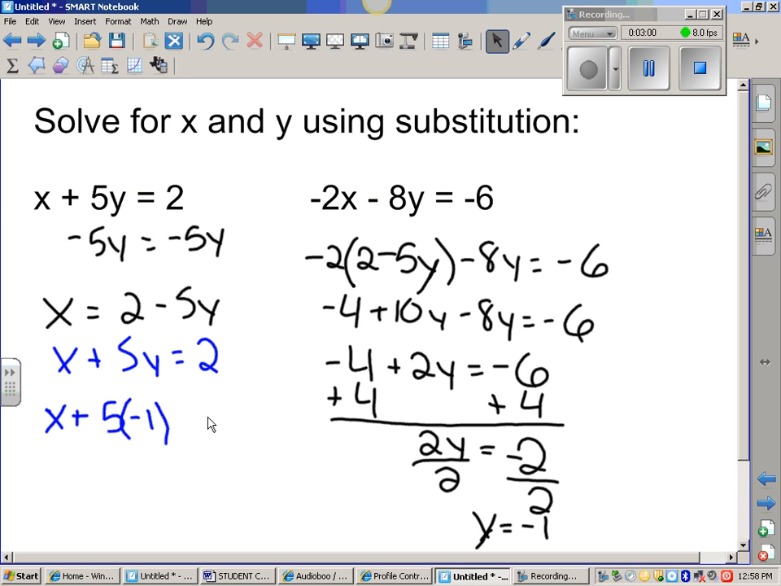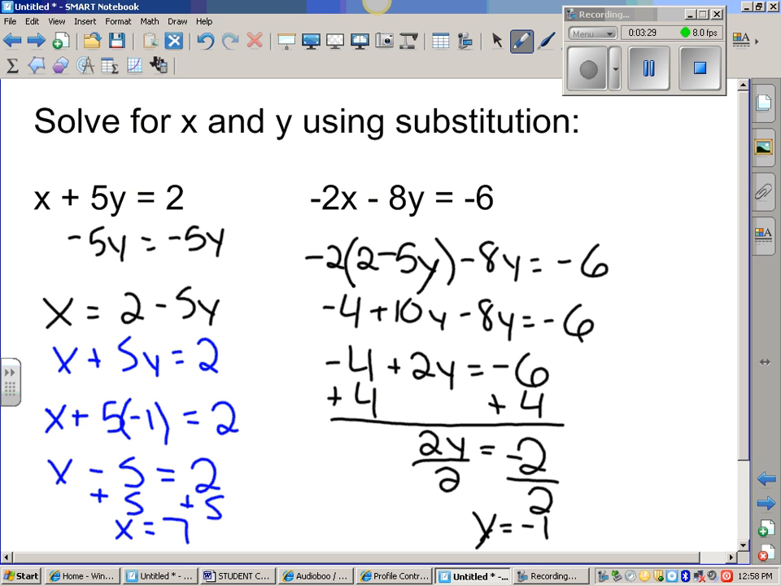So now this equals 2. You have to substitute in for y and now solve for x. x plus 5 times -1, or x minus 5, because 5 times -1 is -5. So x minus 5 equals 2. Now what? Add the 5 on both sides. Good. x is equal to 7.